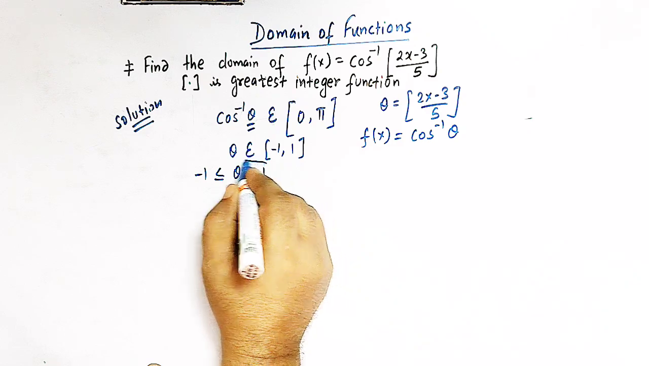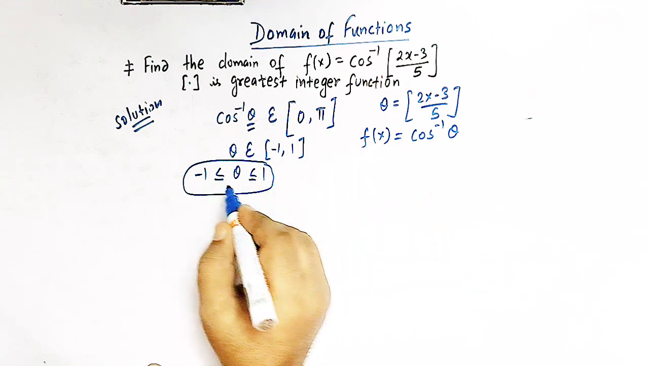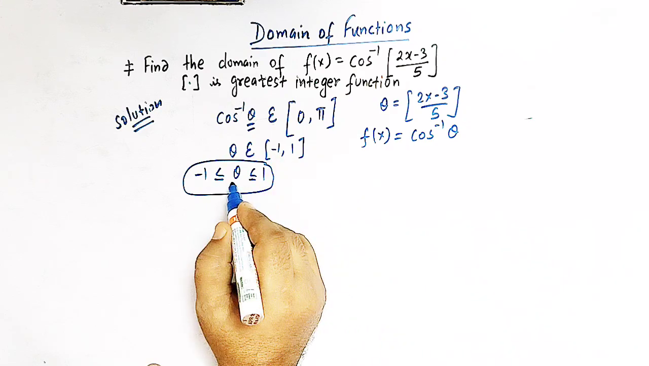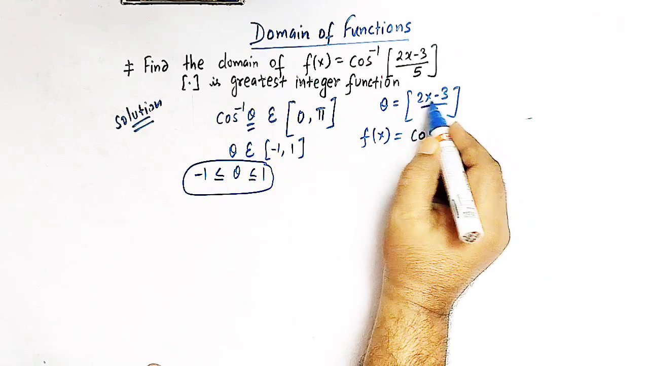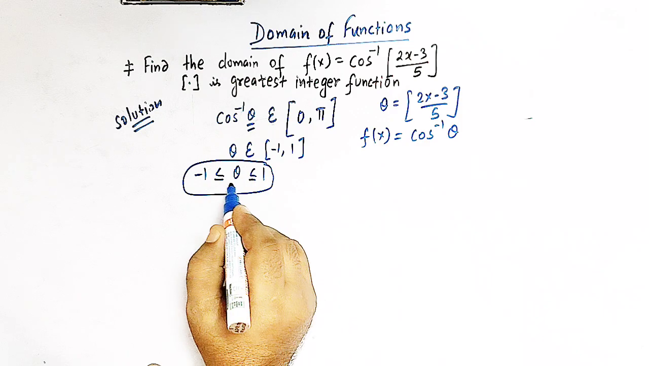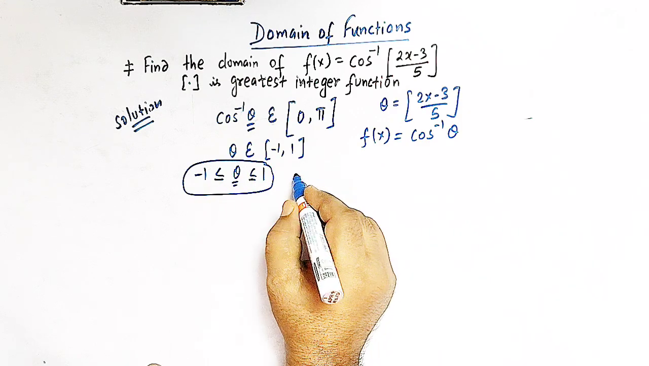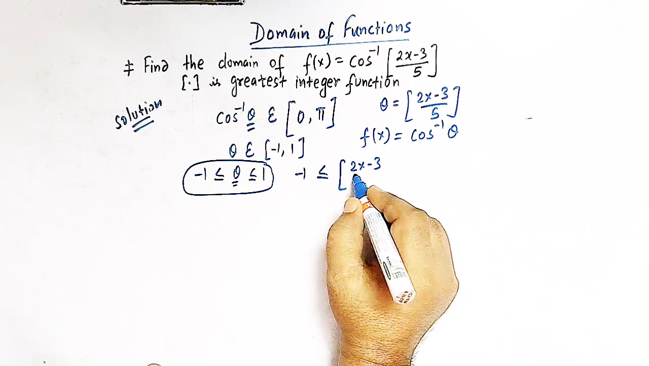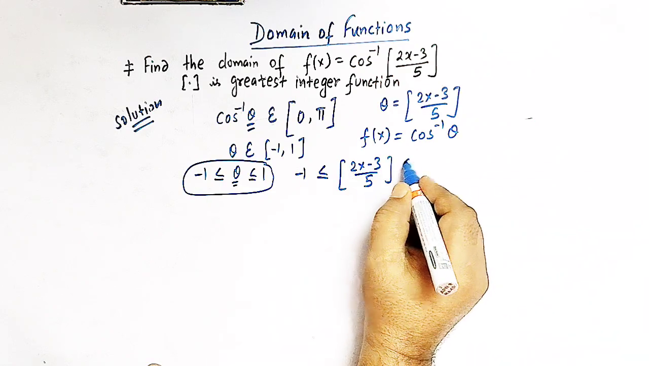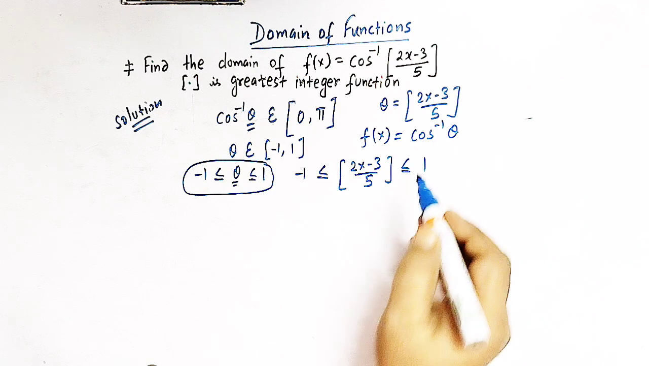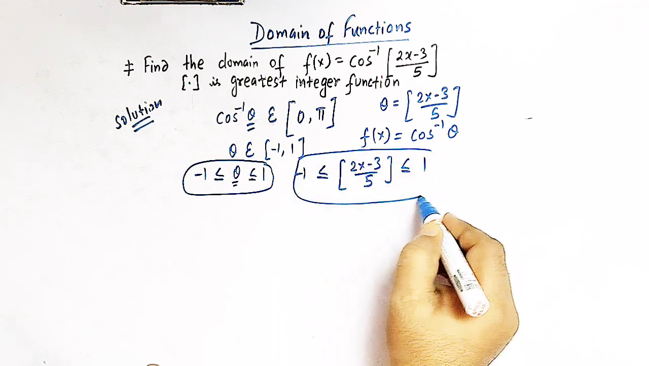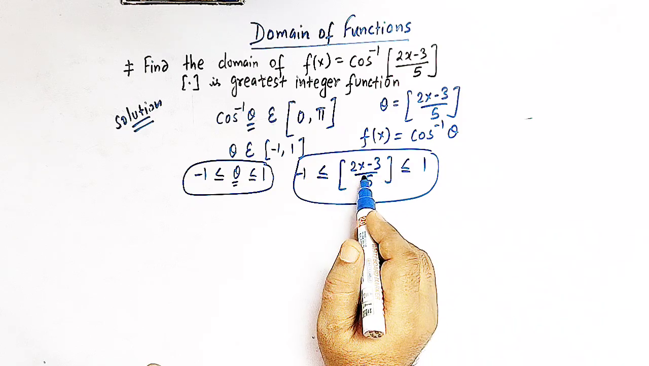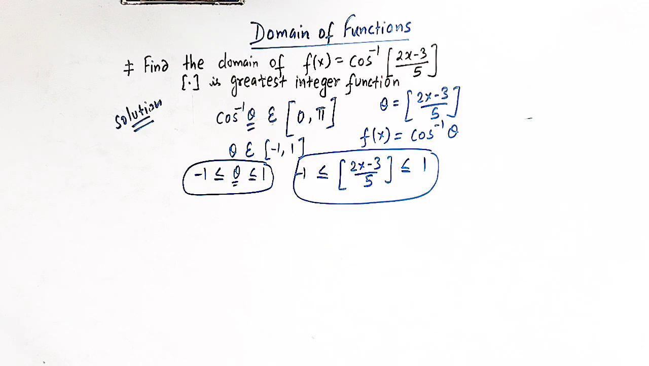And here now we'll make use of this inequality, that theta must belong to the interval minus 1 to 1. So taking theta as the greatest integer of (2x minus 3)/5, we have minus 1 less than or equal to the greatest integer of (2x minus 3)/5, and this is less than or equal to 1. So now we have this important inequality, and we have to solve this inequality to get the values of x.